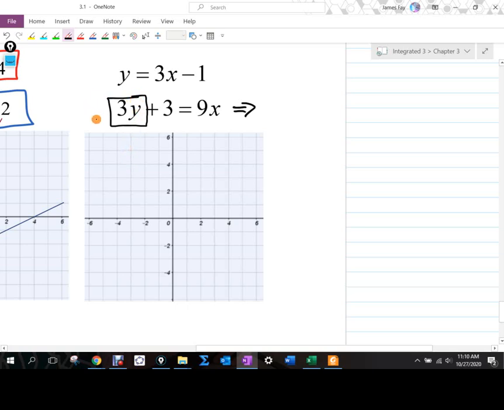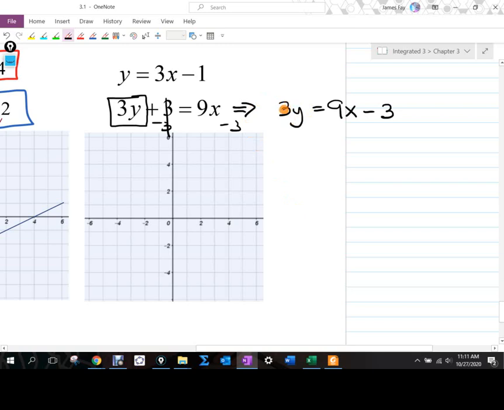If I want to isolate, I want to get y all by itself right here. So if I subtract 3 from both sides, those are going to disappear. So it's going to give me like 3y equals 9x minus 3, right? Does that make sense?